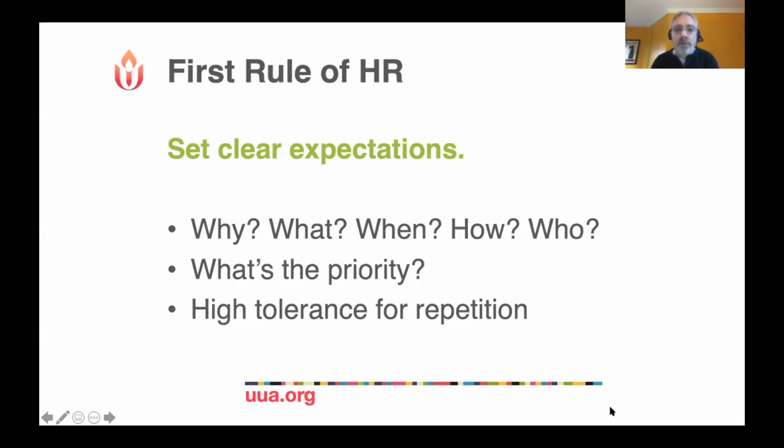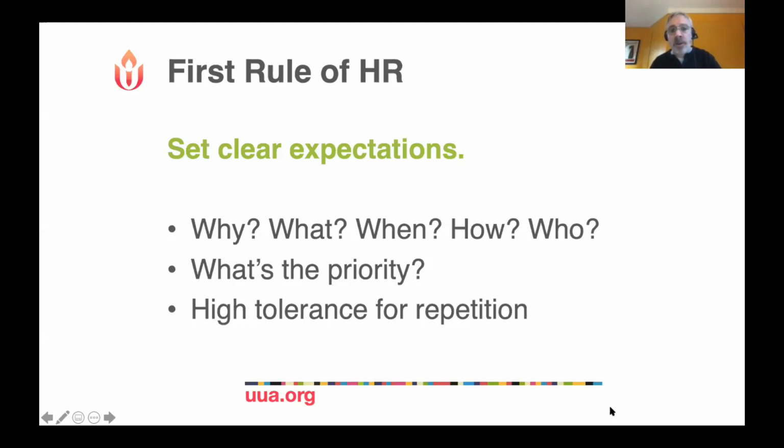And then another part of setting clear expectations is having a high tolerance for repetition. Oftentimes we say that people don't hear things until they've heard it 3 times, or they don't take in things until somebody's told them at least 3 times. So you need to set your expectations over and over and over again.